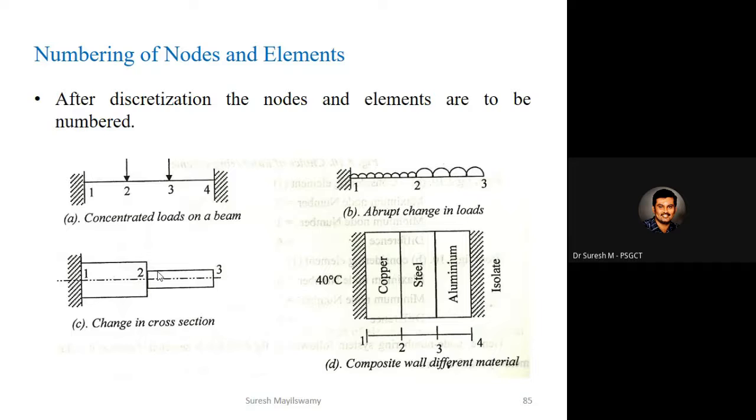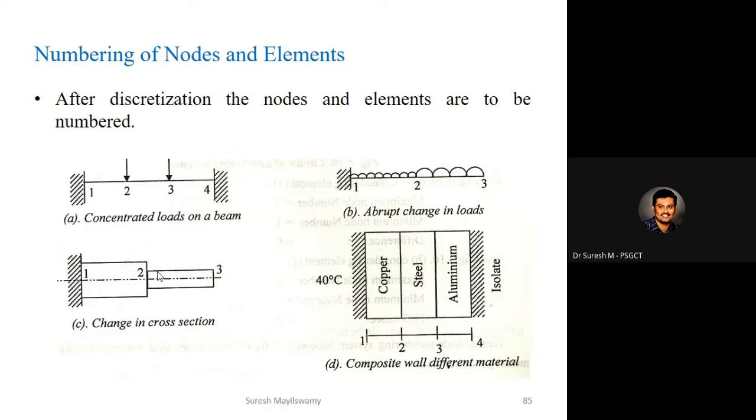The second one is the abrupt change in loads. So it is not a uniform load, there is a change in load. So we can number it from the fixed to the free end and then the load changing point. Then the third diagram shows that there is a change in cross section. Wherever it is changed, that point is also considered as point number 2.